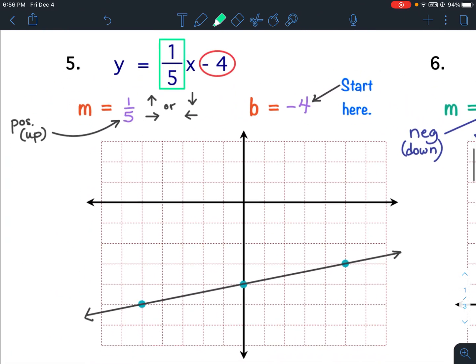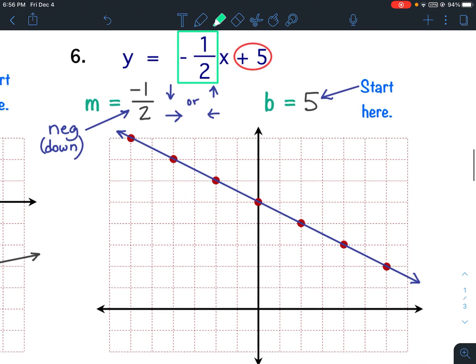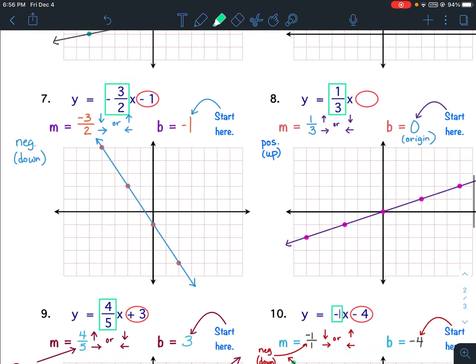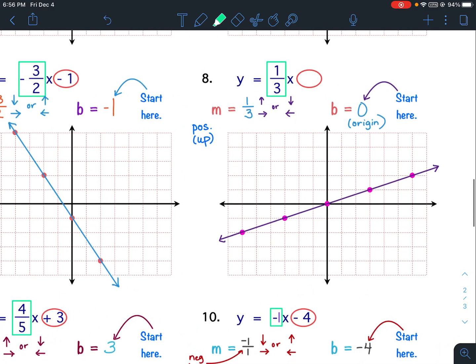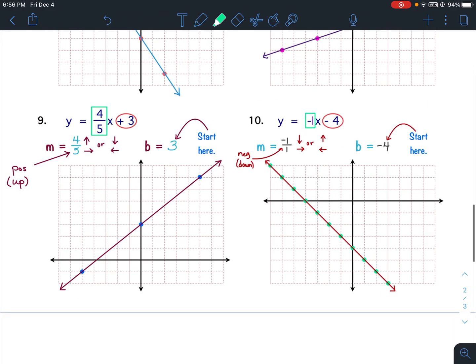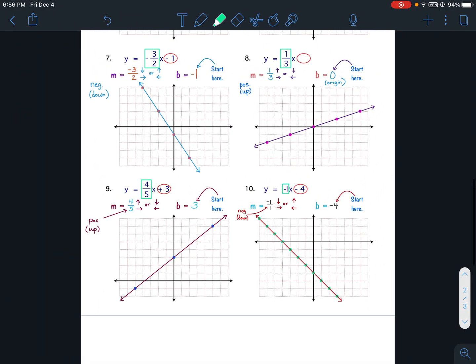Number 5, positive slope. Yep, it's going up. 6, negative slope. Yes, it's going down. 7, negative slope. It's going down. 8, positive slope. It's going up. 9, positive slope. It's going up. 10, negative slope. It's going down.